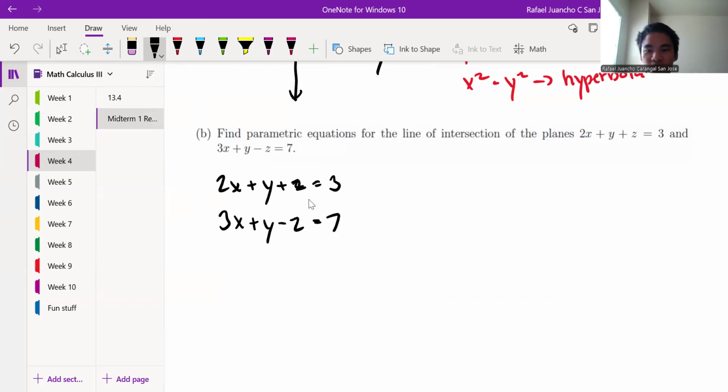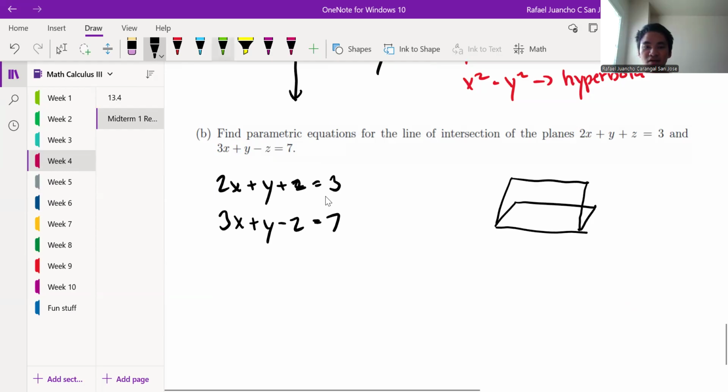So what does a plane need? It needs a normal vector and a point, right? So when we're given a plane, we need a normal vector and some point. All of these have normal vectors, right? So if we were to draw a quick diagram, let's say that's one plane, the other one is this plane, and their line of intersection is this thing. And both of these have normal vectors.